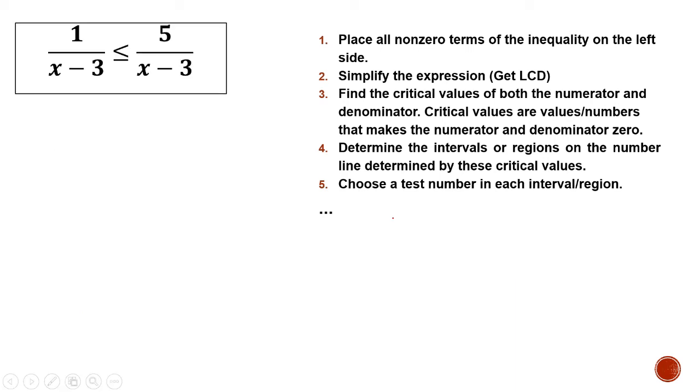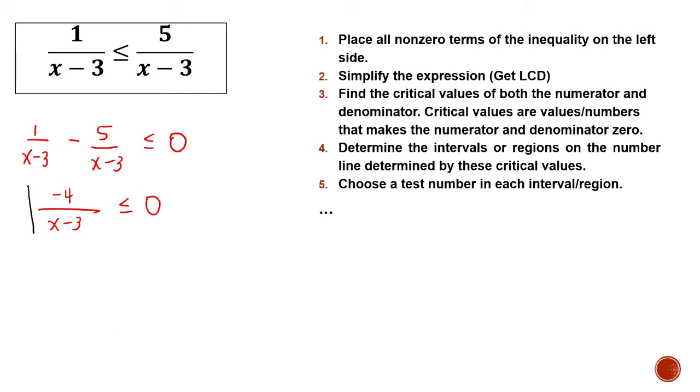So next example, we have here two fractions, and it says in step 1 that we should move all the fractions to the left side. And so what's left on the right side? 0. So I'm going to merge the two fractions into one. There's no problem with that because the denominator is the same. If we have two fractions with the same denominator, we can copy the common denominator, which is x minus 3, and subtract the numerators. So 1 minus 5 is negative 4. That is less than or equal to 0. So this one here is our new inequality.